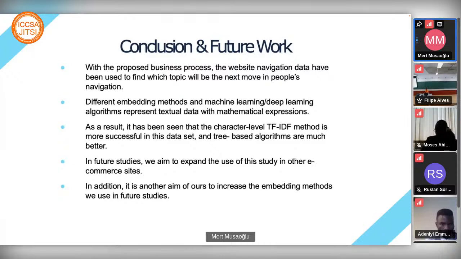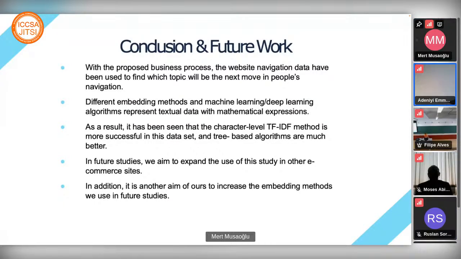So we use different embedding methods and machine learning / deep learning algorithms to compare which will be the most successful. As a result, as I mentioned before, the character level TF-IDF methods are more successful in this data set, and the tree-based algorithms are much better. For future studies, we aim to expand this study to other e-commerce websites. Also, we aim to increase the embedding methods we use in future studies. So that will be all.